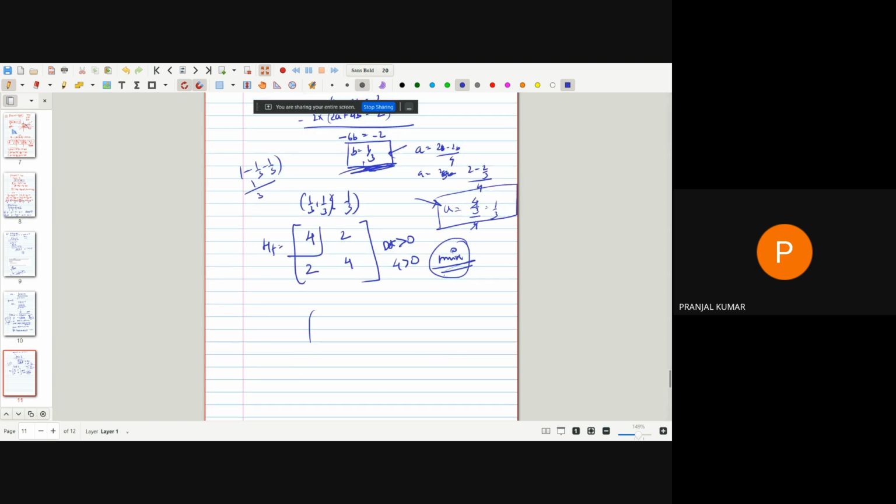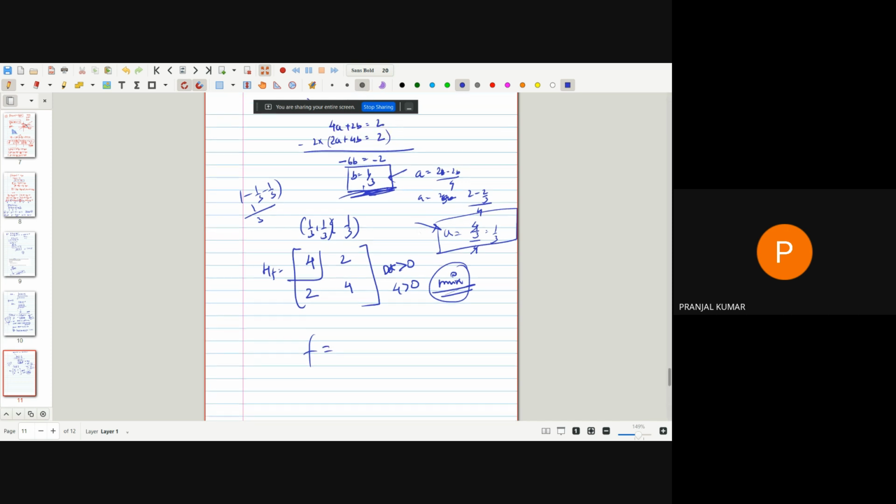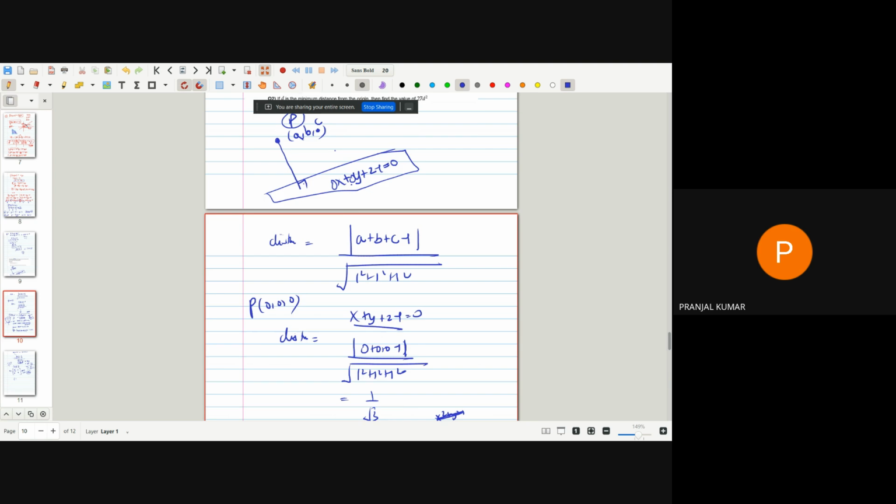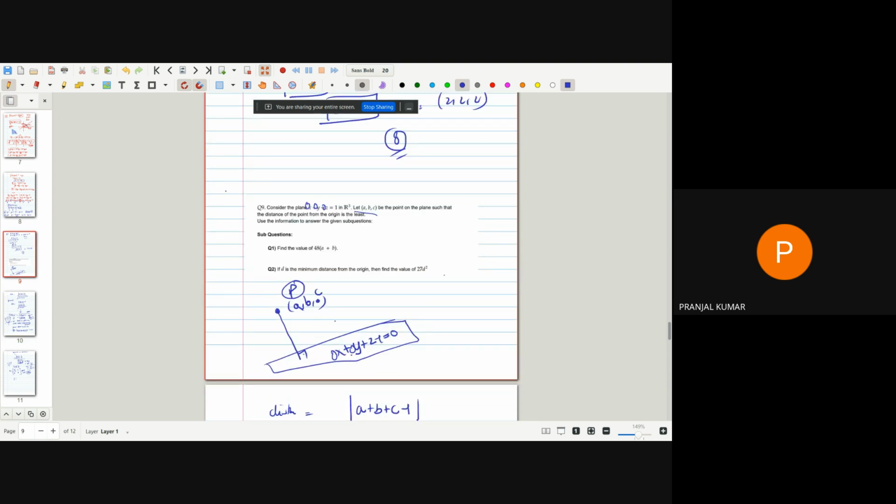So what is your function value? You have got your point. So 4 times 1 by 3 plus 1 by 3. This is 48. Sorry, 48 into 2 by 3. So you will get 16. So 32. Okay, so this is your answer.